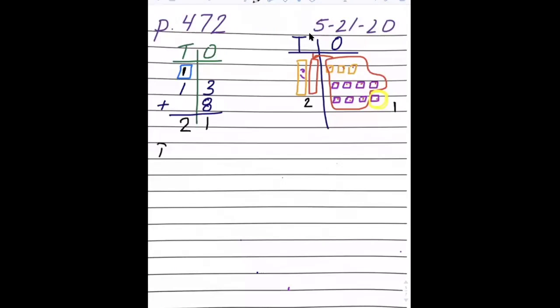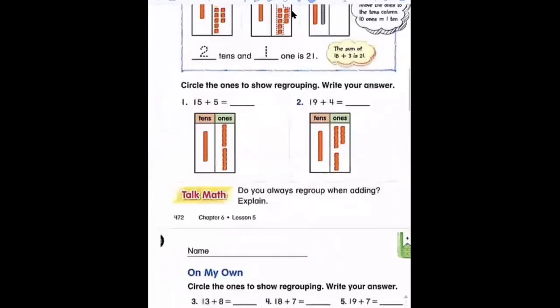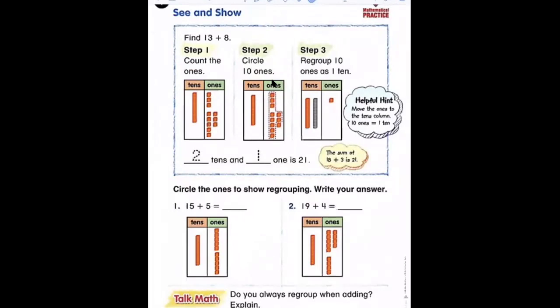The page. So if we go to that problem, okay. So what we did right now in the little journal, that's what they're showing you right here. Find 13 plus 8, okay? Count the ones. So here's 13, one group of 10, and your three ones, and here is our group of 8, okay?